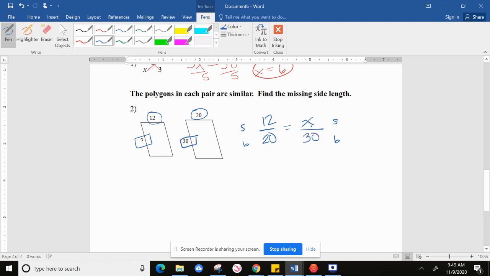Okie dokie. So there's your proportion. It's set up with the small sides on top, the bigger sides on the bottom. Okay, the big sides coming from the bigger shape. So now we're going to do a little cross multiplying. 20 times x. Let's do that first and get 20x. And that's set equal to 12 times 30, which should be 360.